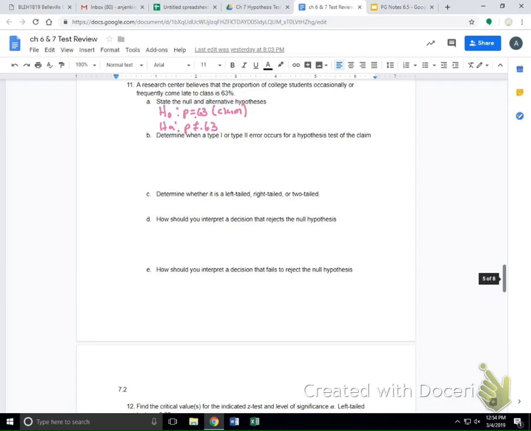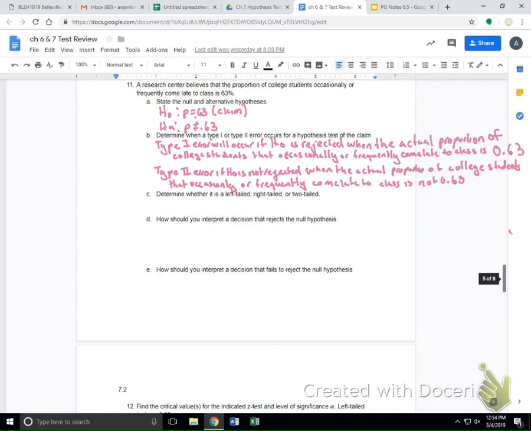So our type 1 error. You're going to have to give me a second as I write all of this out. This goes along with that table. So type 1 error will occur if, I'll actually write this out and then I'll hit play again, so give me 1 second.